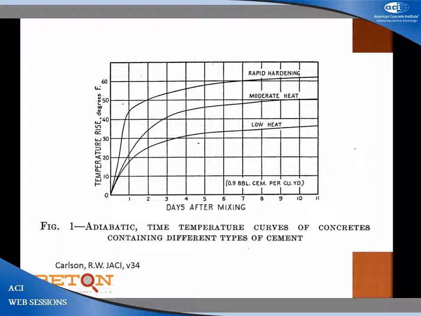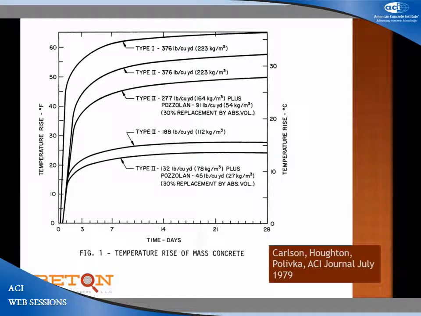And he said, look, here's the temperature rise in degrees Fahrenheit, adiabatic, if I go low heat, moderate heat, rapid hardening. And then some time went by, and then Carlson, who was the same Carlson, at 79, a long time to be writing papers, I think it's 1939 now that I think about it. Over 40 years, he said, yeah, well, we're a little bit better, right? We're no longer using barrels.